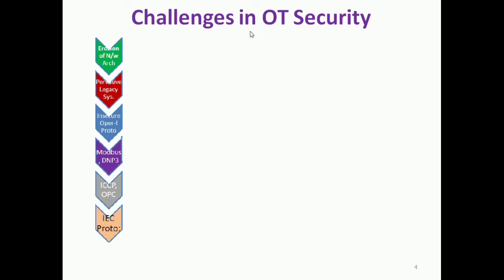There are 6 challenges listed in the literature. One is the erosion of network architecture, followed by pervasive legacy systems, and insecure operational protocols. Protocols might have some weaknesses. Some protocols called Modbus and DNP3 are less secure, along with ICCP, OPC and IEC protocols. So these are the 6 challenges listed when discussing operation technology.